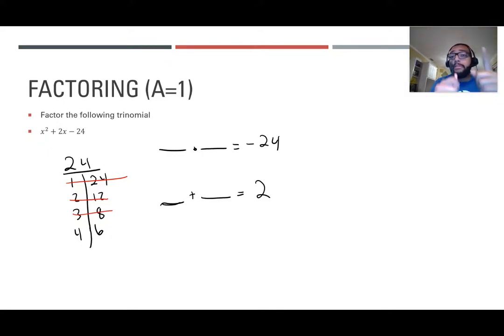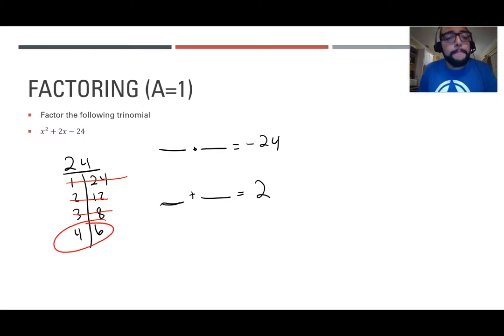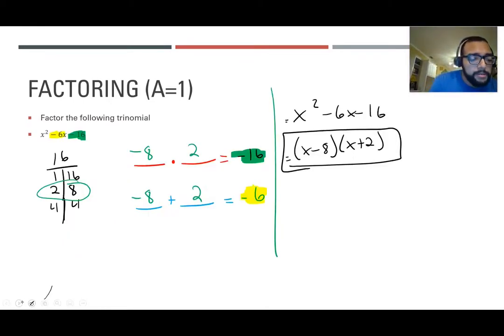Oh, negative 2. So we can work there. We can have some wiggle room there. So it looks like it has to be 4 and 6. All right. So if we do 4 minus 6, that is negative 2, but we want a positive 2. So let's say 6 minus 4, or 6 plus negative 4, which is the same thing. Again, doesn't really matter here.